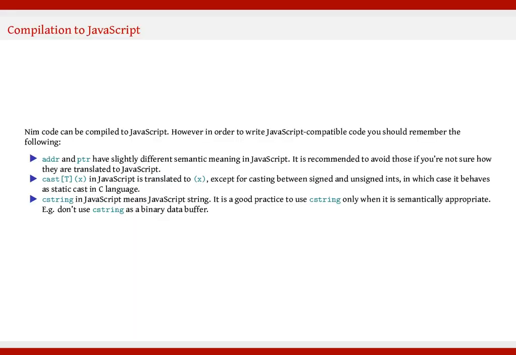Compilation to JavaScript. Nim code can be compiled to JavaScript. However, in order to write JavaScript-compatible code, you should remember the following. Addr and ptr have slightly different semantic meaning in JavaScript. It is recommended to avoid those if you're not sure how they are translated to JavaScript. Cast[T](x) in JavaScript is translated to x, except for casting between signed and unsigned ints, in which case it behaves as static cast in C language. Cstring in JavaScript means JavaScript string. It is a good practice to use cstring only when it is semantically appropriate. For example, don't use cstring as a binary data buffer.